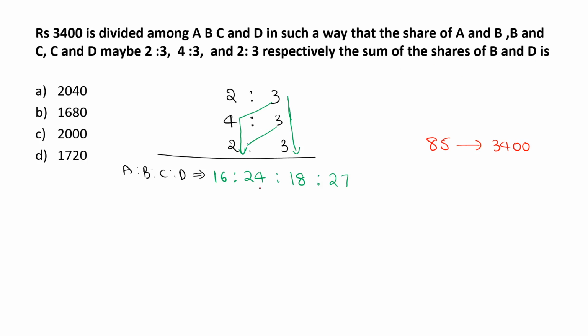The 24 indicates the share of B and 27 indicates the share of D. When we need the sum of the shares of B and D, that means the sum of 27 and 24, that is 51. We need to find the value of 51 units. 17 2s and 17 5s, just do some easy calculation, that is 2040. The value of 51 units would be 2040 rupees, that is option A. The sum of the shares of B and D is 2040.